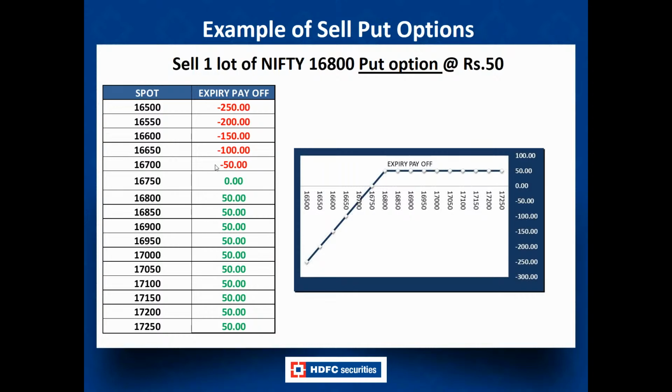But if Nifty starts moving below 16,800, suppose it closes at 16,600, one will lose 150 rupees per share. How 150? 16,800 minus 16,600 is 200 points, and you have already received 50 rupees while selling the 16,800 put option. So net 150 rupees you will be losing. So that was all about options.